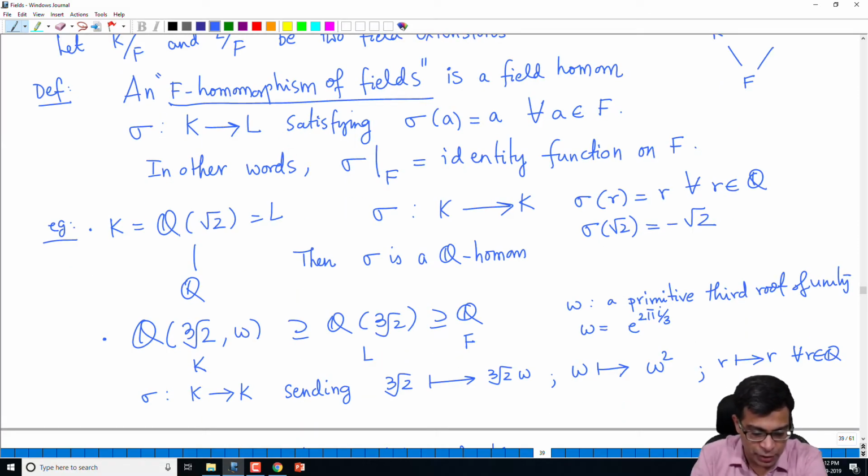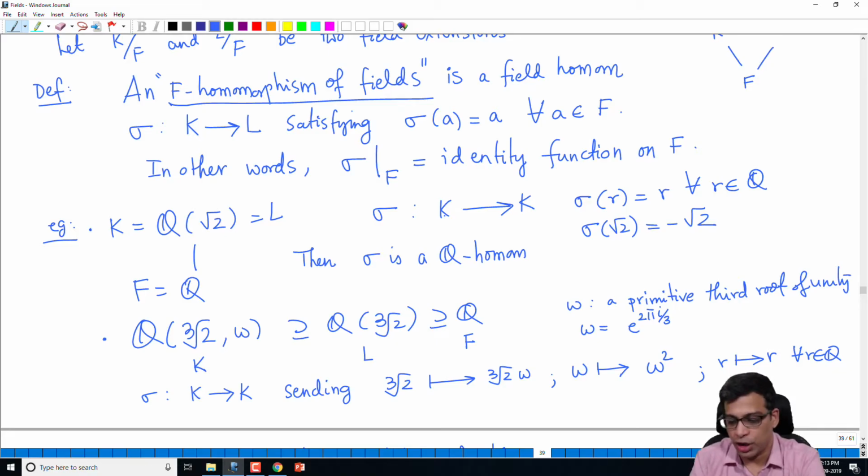So a couple of quick examples. You take the field Q adjoin root 2 over Q. Take that to be K and L, and F is Q, and look at the homomorphism which sends every rational number to itself, but root 2 maps to minus root 2. Remember that every element of K is a polynomial in root 2 with coefficients in Q. So if I tell you what the image of r is for every rational number r and what the image of root 2 is, it suffices to completely and uniquely determine what the image of every element of K is, because sigma is a field homomorphism.